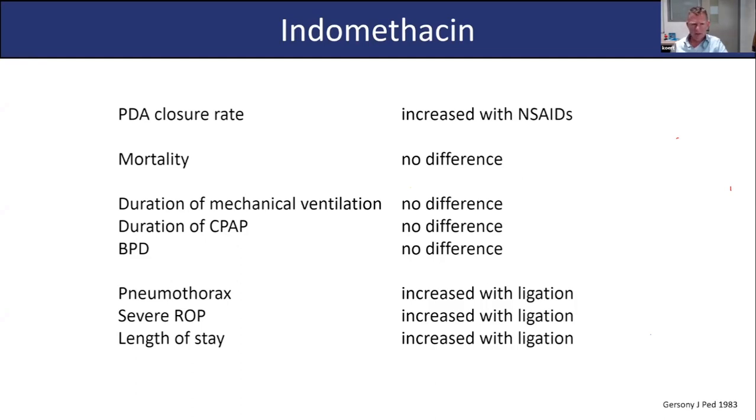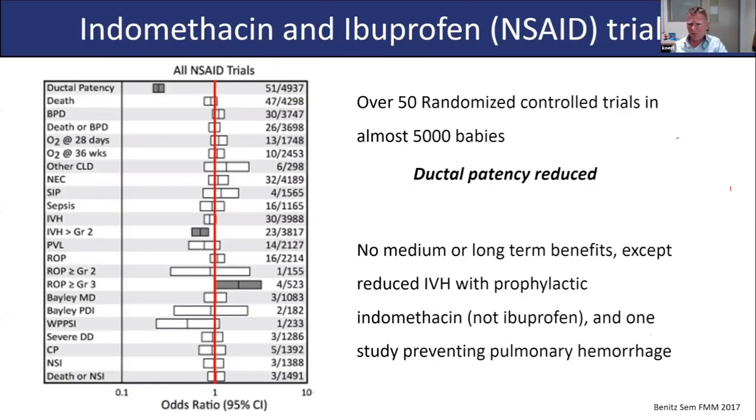And to be honest, I'm going to take a big jump forward, but what we've done over the last 30 years is actually repeating this trial and sort of expecting different results. But we didn't. We got the same results. Over 50 randomized controlled trials with almost 5,000 babies. And the primary outcome, ductal patency, was reduced. However, all the secondary outcomes, medium and long term, except reduced IVH with prophylactic indomethacin only, not ibuprofen.